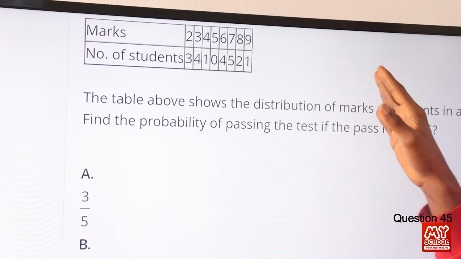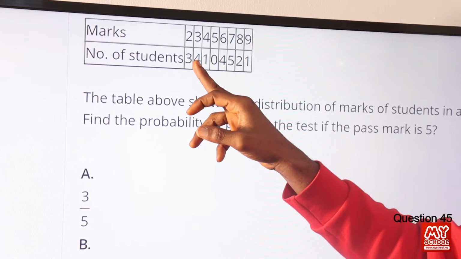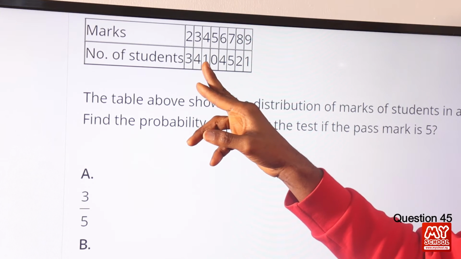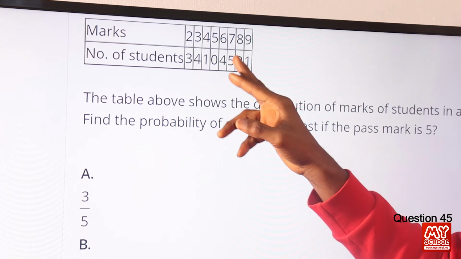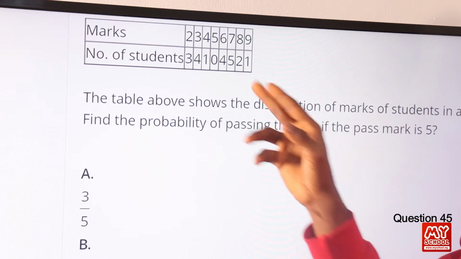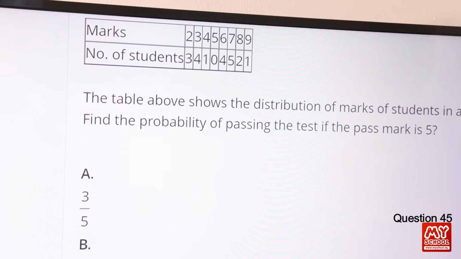Okay, so how many students do we have altogether? We have 3 plus 4, that is 7, plus 1, that is 8. So 8 plus the 12 that we added up here, that is 20. So we have 20 students. So we can see that 12 students actually passed out of the 20, putting the pass mark at 5.